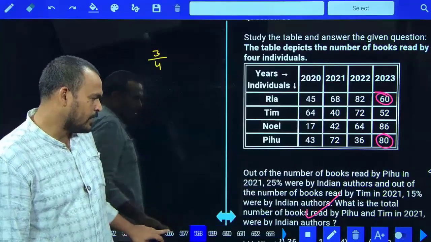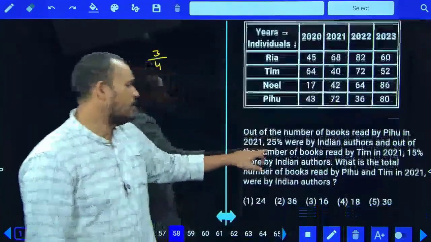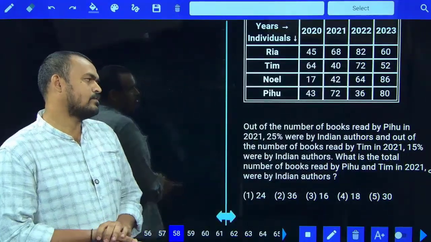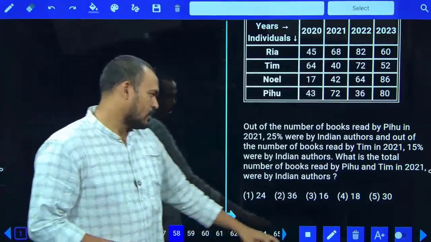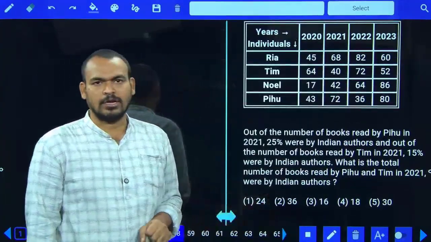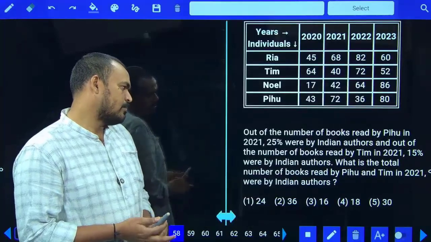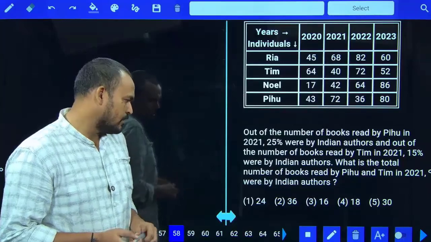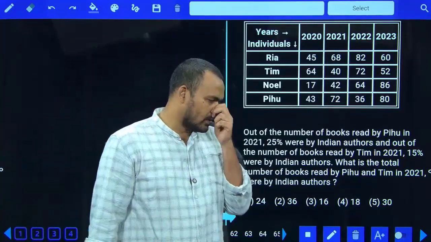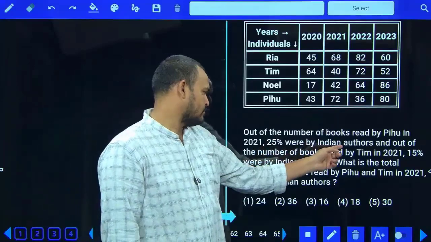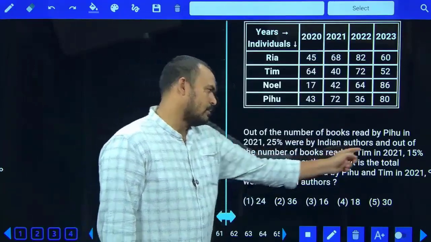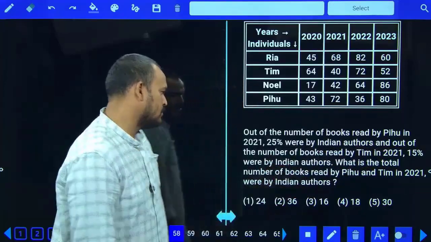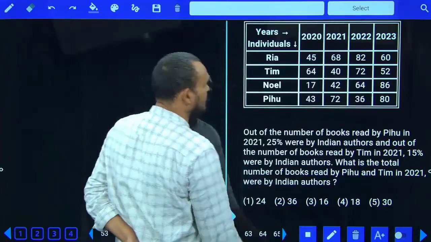Next question number 58. Out of the number of books read by PU in 2021, 25% were by Indian authors, and out of the number of books read by Tim in 2021, 15% were by Indian authors. What is the total number of books read by PU and Tim in 2021 that were by Indian authors? Okay, out of the total, Indian authors are 25%, and out of Tim in 2021, 15% read by Indian authors. First, 2021 PU value.